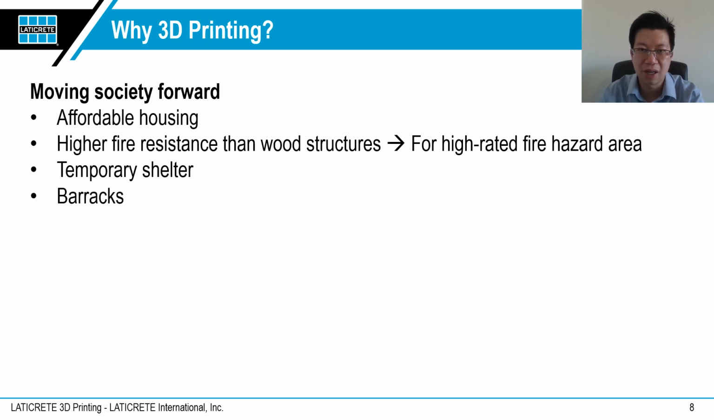as we know that recently some areas like California and Australia were hit by wildfire, which burned down many houses, leaving families losing their homes. 3D printing can also be used to build temporary shelter for refugees in areas hit by disasters. Moreover, in military applications, 3D construction printing can be applied in building barracks and shelters in a more efficient fashion than the conventional method.